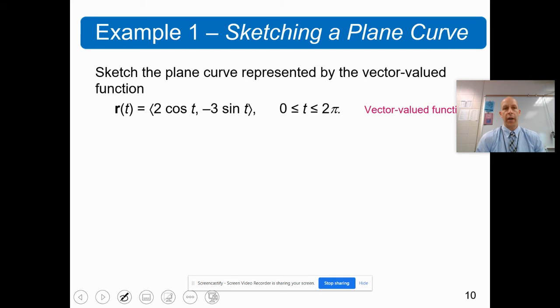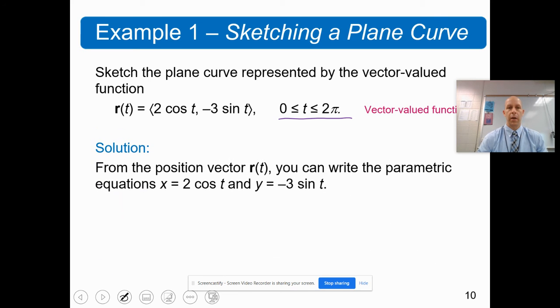So let's go ahead and try to sketch the plane curve represented by the vector valued function r of t equals 2 cosine t comma negative 3 sine t, and we're going to go from 0 to 2 pi for the value of t. So from the position vector r of t, you can write the parametric equations. You've got x equals 2 cosine t, and y equals negative 3 sine t.